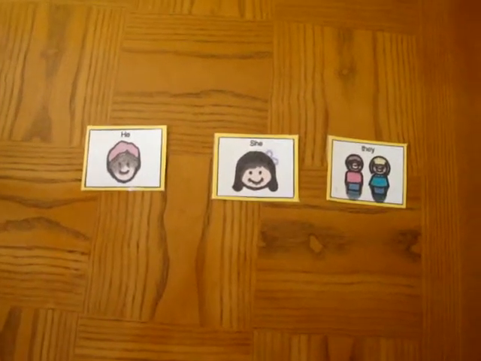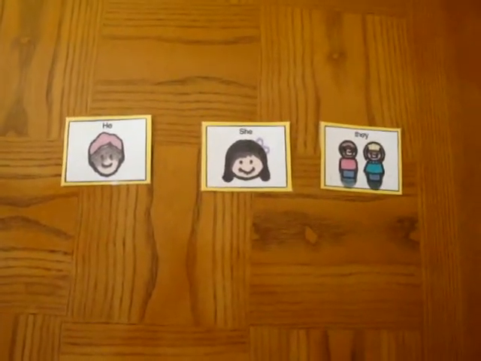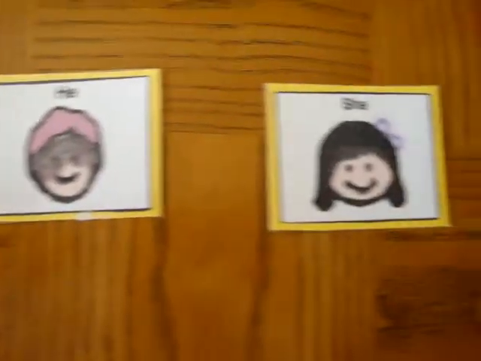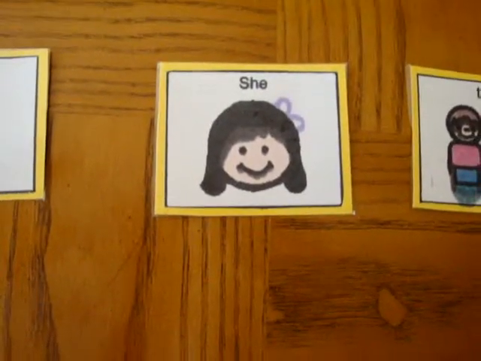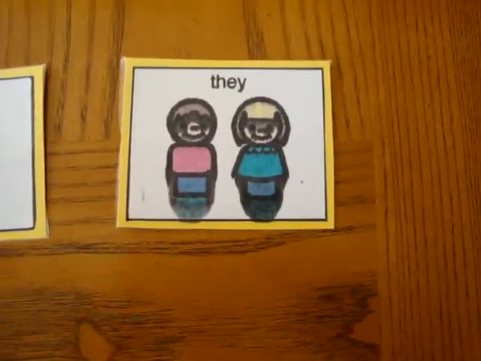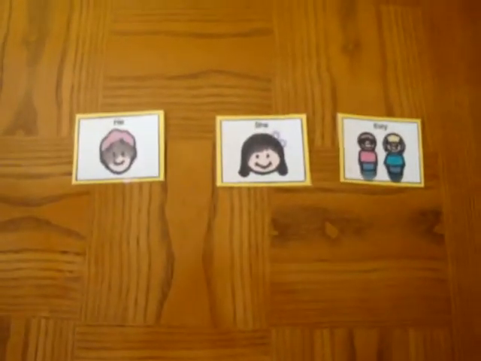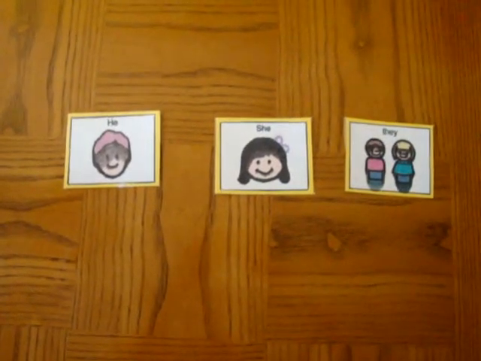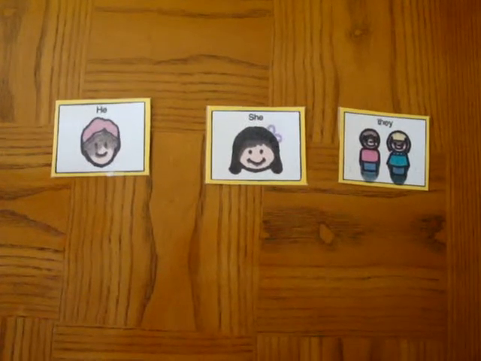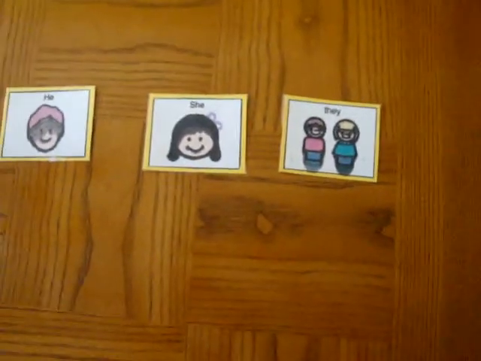So here on the table, I have three different cartoon pictures. One is a he, a picture of the face of a boy. One is a she, a picture of a girl, long hair, little bow. And a picture of they, a boy and girl combined. I have them side by side on a table, which would make three different columns. One would be for he, one would be for she, one would be for they.